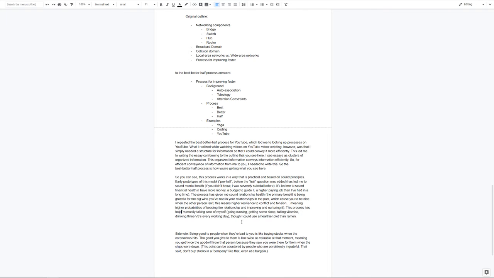This process has helped me take care of myself. I'm quite fit. I go running. I'm getting better sleep. I'm taking vitamins and supplements. I've been drinking 3 V8s every working day. I intend to use this to improve my health further, because I could use a healthier diet than ramen.